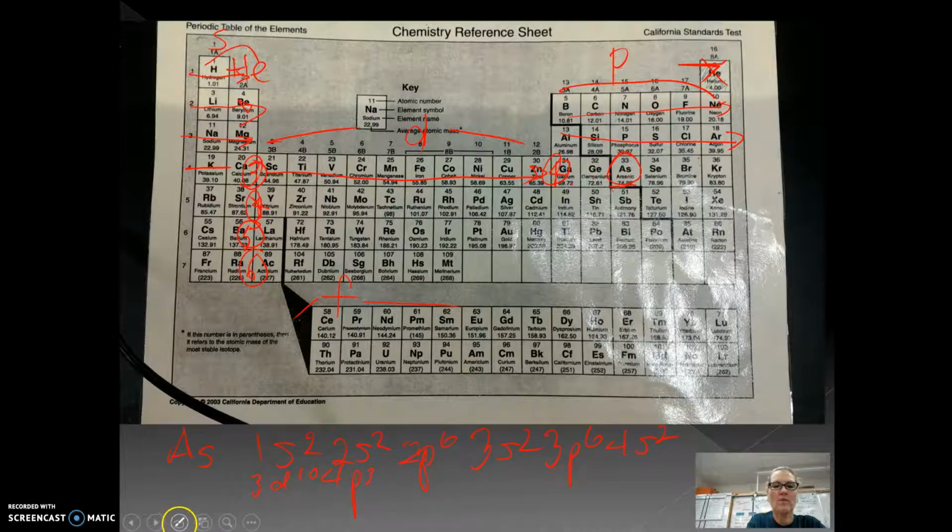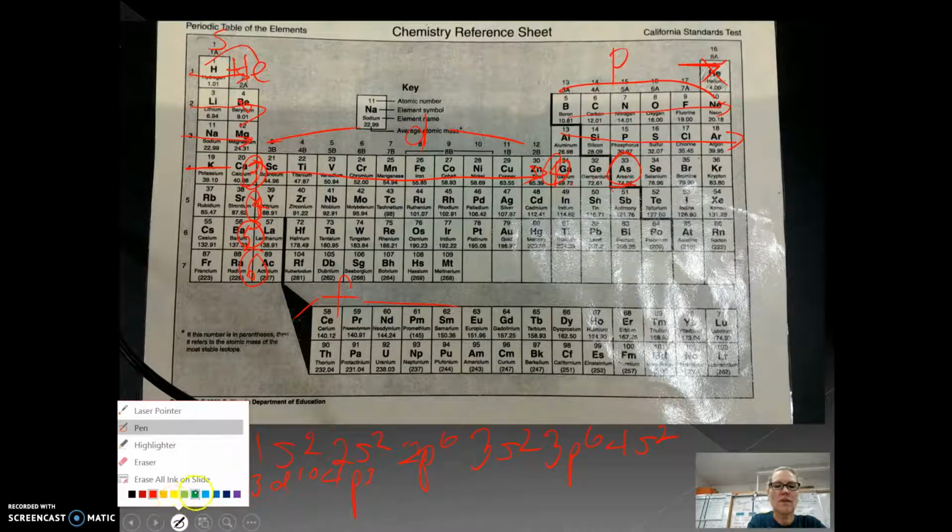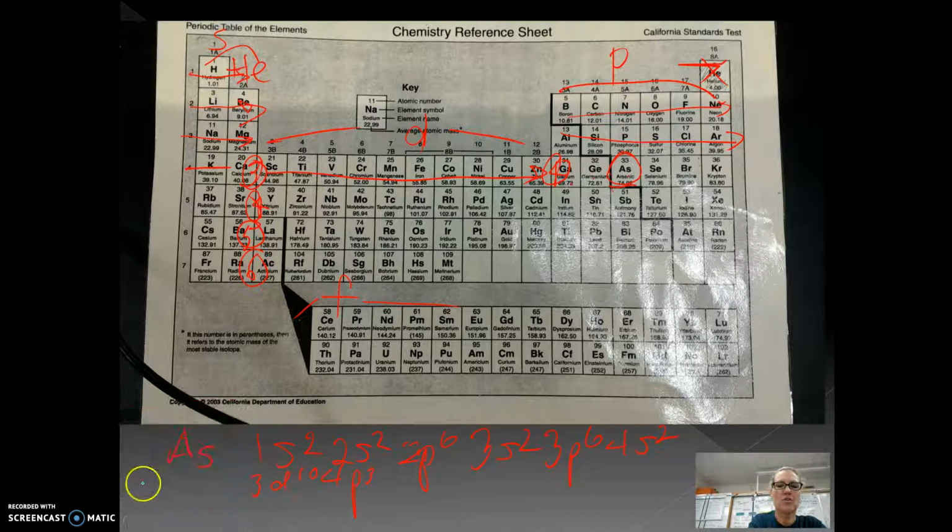Now, I want to show you the shortcut. The shortcut is called noble gas notation. You're going to love this because it's going to save you a lot of time. So for noble gas notation, what you do is you look at arsenic and you go to the noble gas right before it, which would be argon. Not the one in front of it, because krypton has more electrons. We have to go to the one before it.